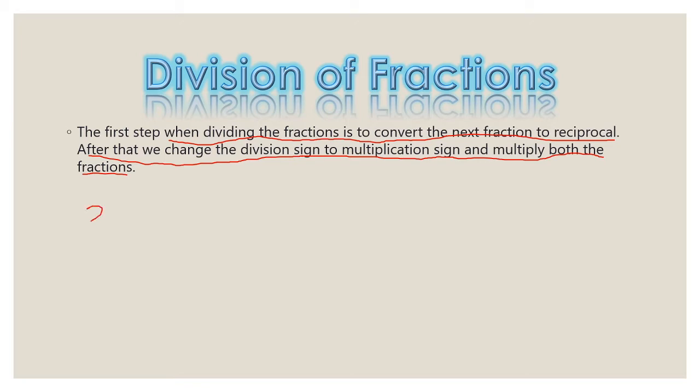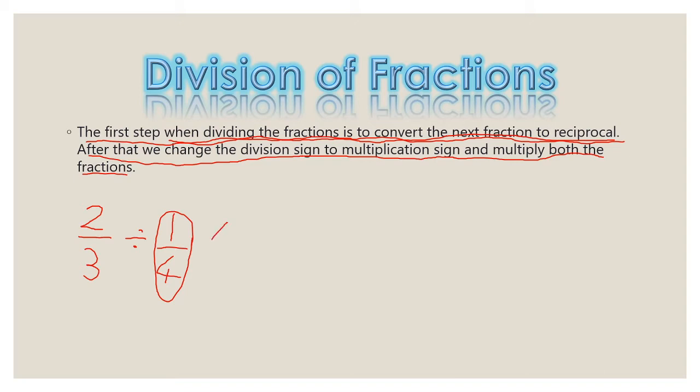Suppose we are given two fractions, 2 upon 3 divided by, suppose, 1 upon 4. What is the first step given? The first step when dividing fractions is to convert the next fraction to its reciprocal. The next fraction is this one, so we have to convert it to its reciprocal. When we convert any fraction to its reciprocal, the denominator becomes the numerator and the numerator becomes the denominator.